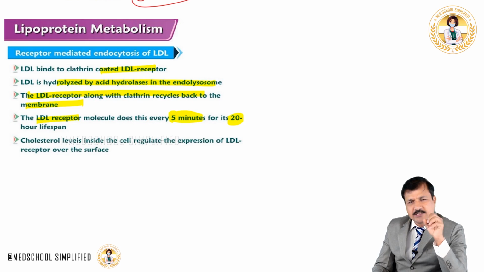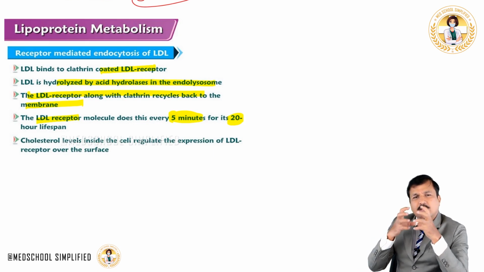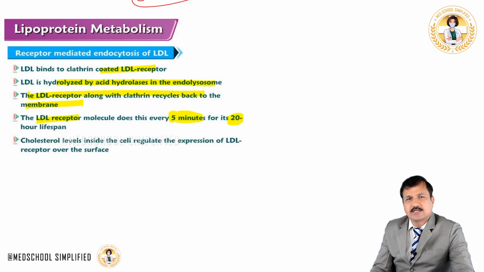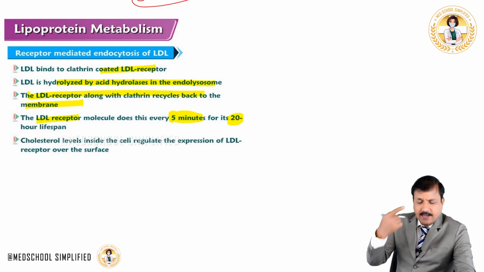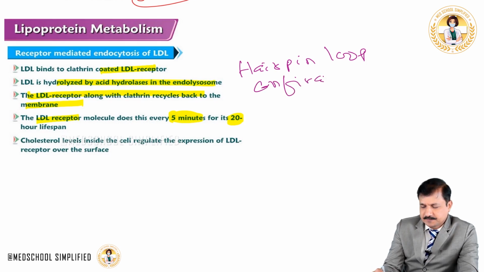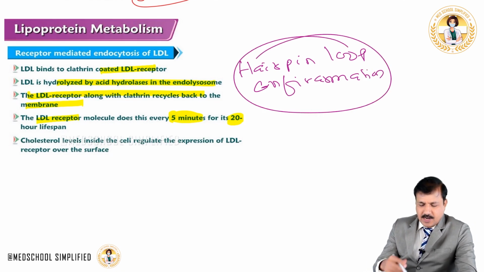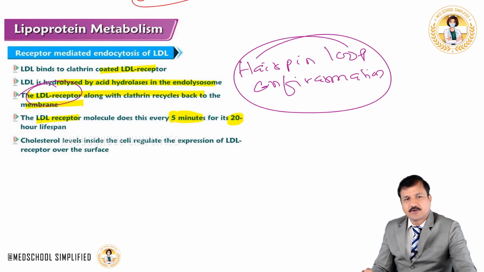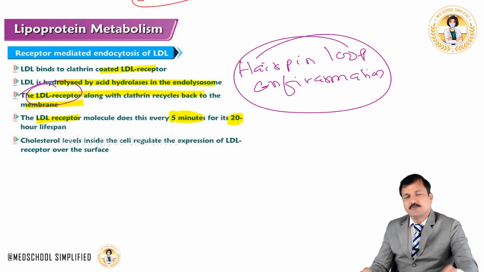So LDL receptor maintenance is done in one way by the hairpin loop conformation that is going on in the LDL receptor in response to the acidity present in the endolysosome. Let me write it down: hairpin loop conformation. This hairpin loop conformation is because of the acidity in the lysosome, and that will help the LDL receptor to go back to the membrane after separating from LDL.